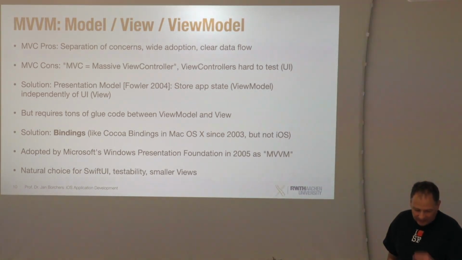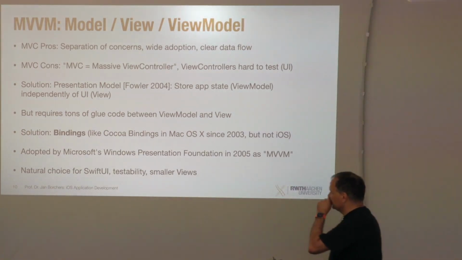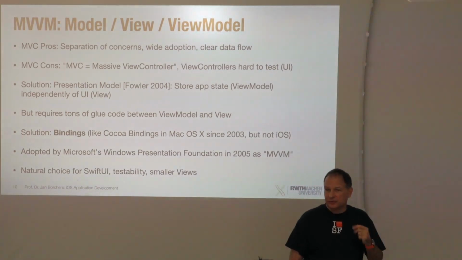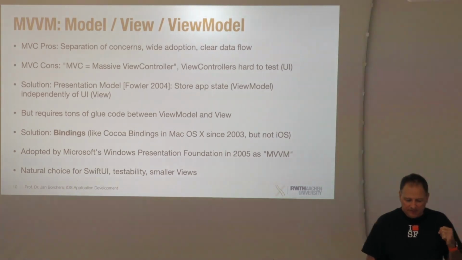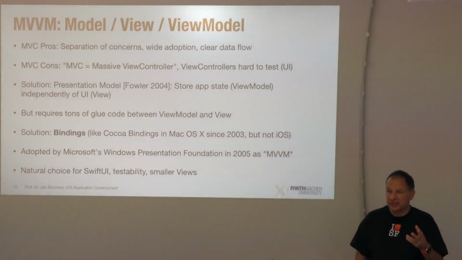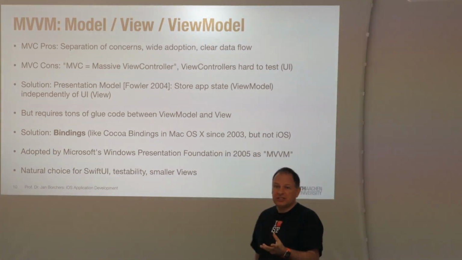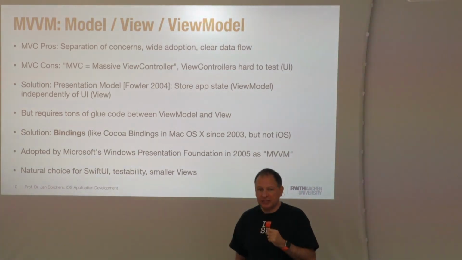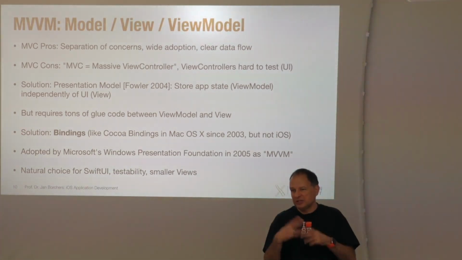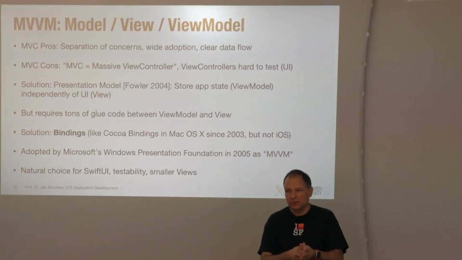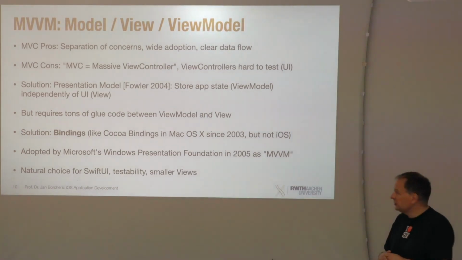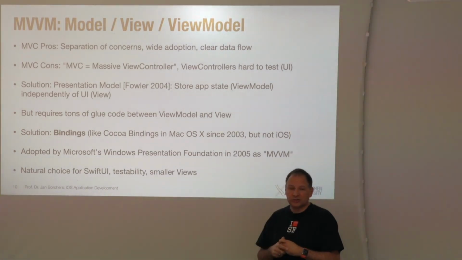So anyway, and now Microsoft enters the scene. Microsoft creates their new Windows Presentation Foundation in 2005, WPF, which you've probably heard of. And they said, we're going to put these things together. We're going to use Fowler's idea of the presentation model, but we're also going to use the idea of bindings, of automatically generated bindings, actually, right? And that combination, this architecture, they dubbed MVVM, so model, view, view model. This is where the name comes from. And today for SwiftUI, this is your natural choice to do it this way.